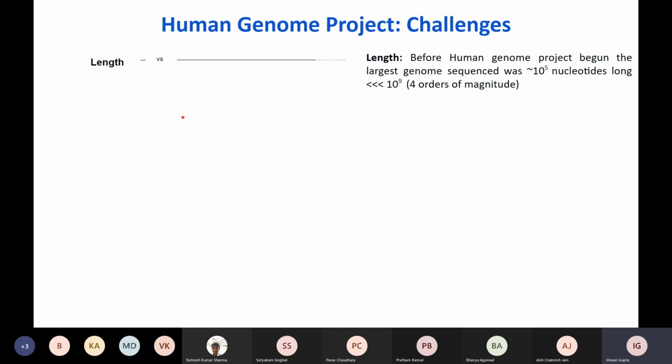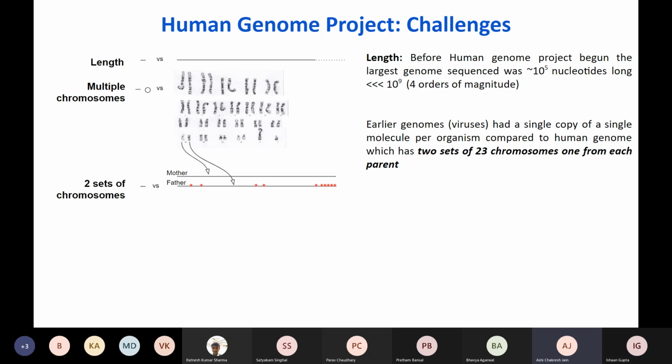Can somebody tell me some other challenges? Quickly, please. Somebody wants to try? Speed of the process. Yeah, speed of the process is not it. I'm talking about the genome itself.